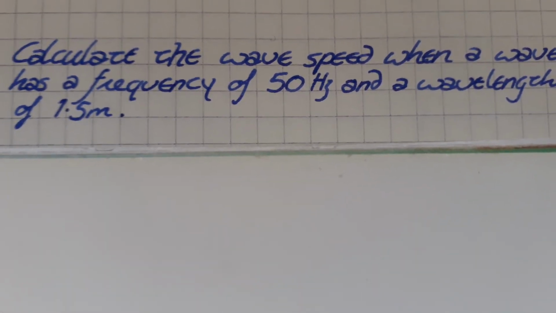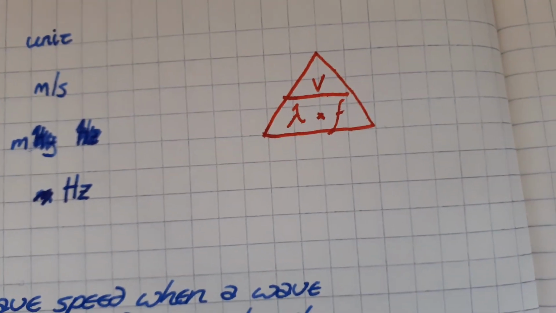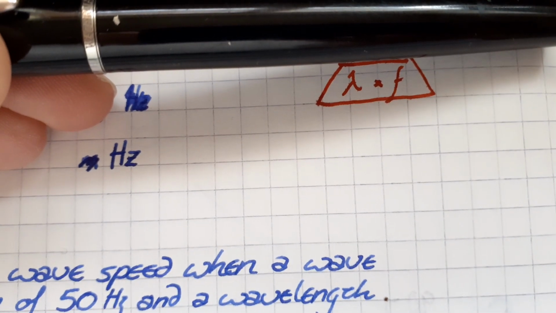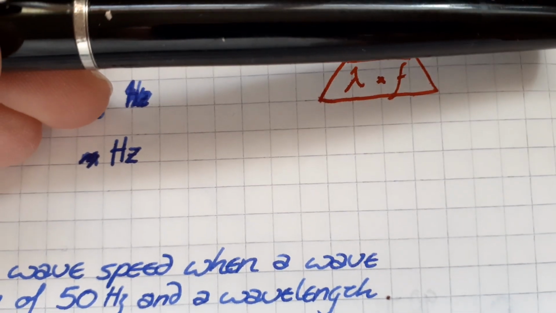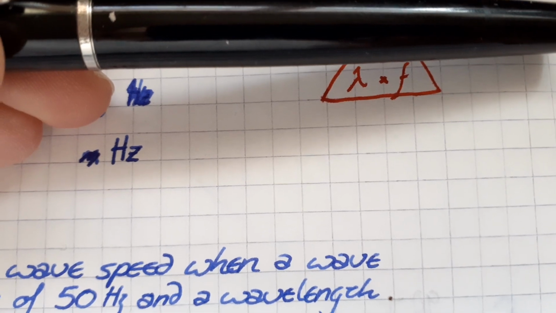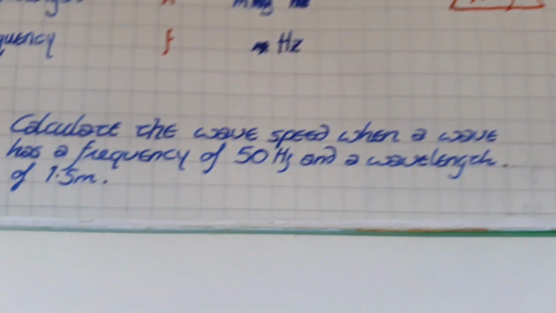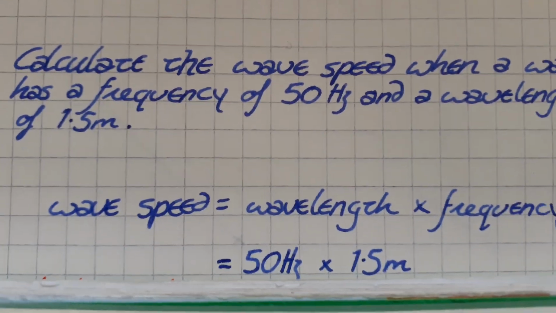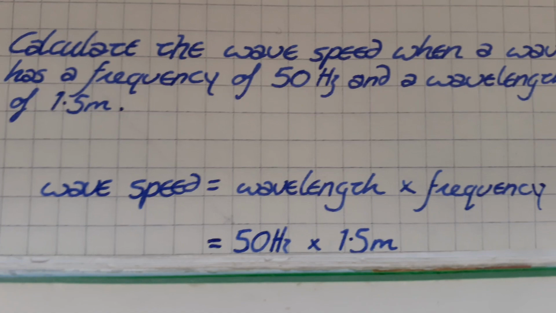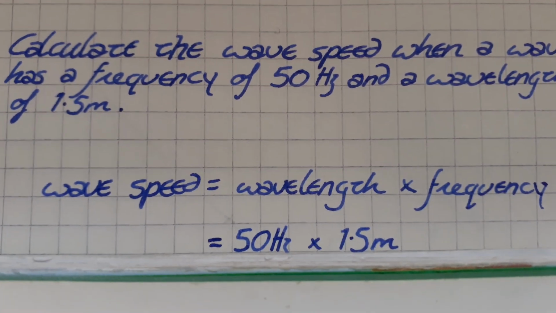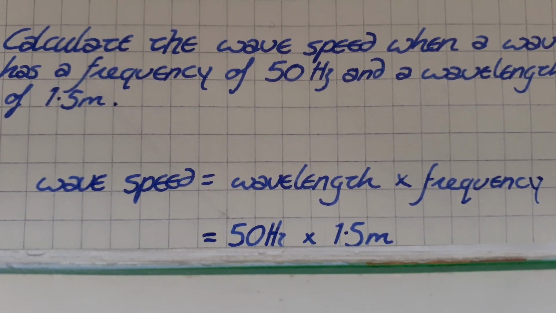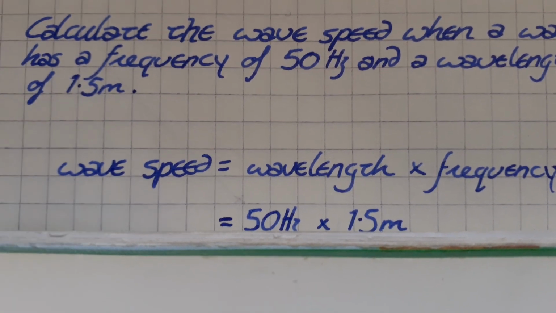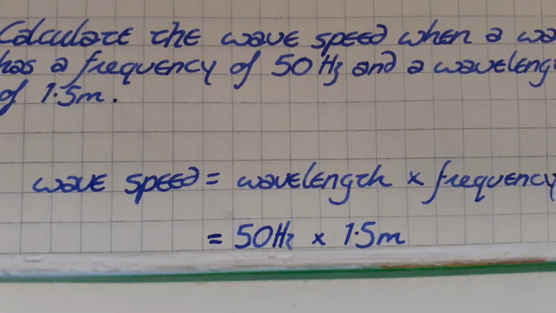Well, the first thing I do is I go up to my little triangle and I figure out what sum I'm going to do. I cover up the speed and I have frequency times wavelength, or wavelength times frequency. Okay, so that's what I write down. Wave speed is wavelength times frequency. I always write my sum down, and the next thing I do is I put the numbers in. I've reversed the frequency and the wavelength there because it doesn't matter when you're multiplying.